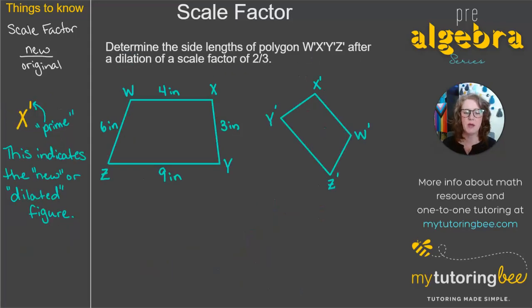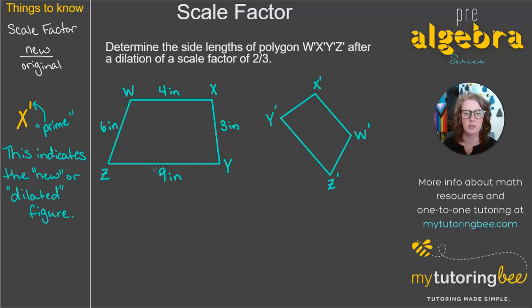Now in this problem, we are not trying to determine the scale factor. We are given the scale factor and going to find the missing side lengths using that scale factor that we are given. Our directions say determine the side lengths of polygon W prime, X prime, Y prime, Z prime after a dilation of a scale factor of 2/3.